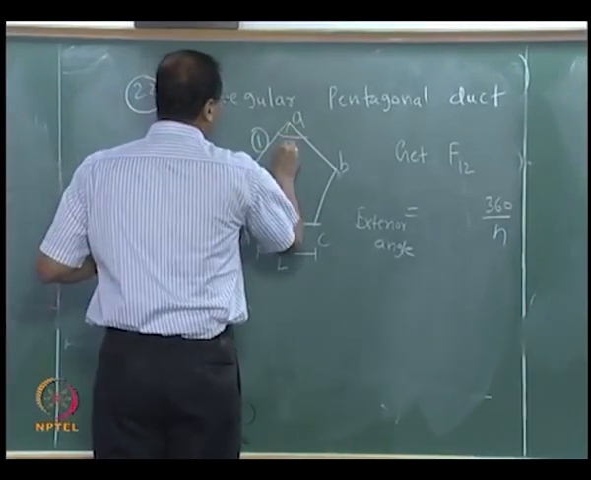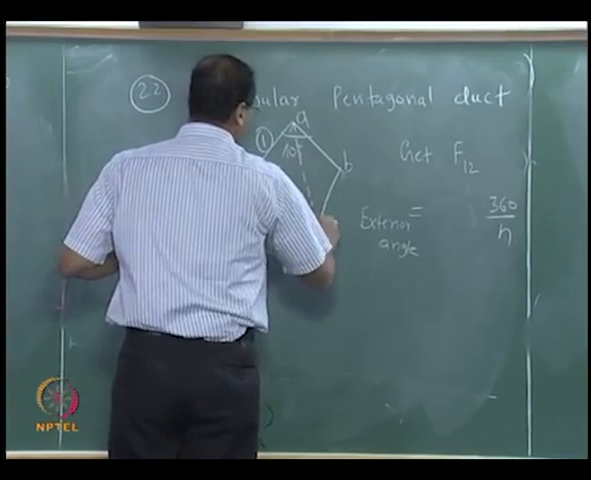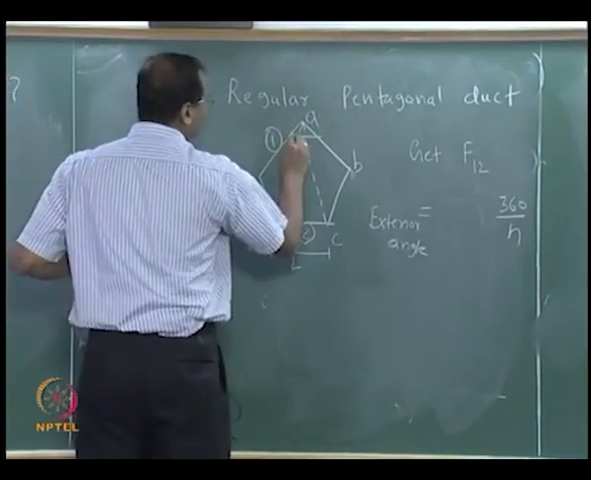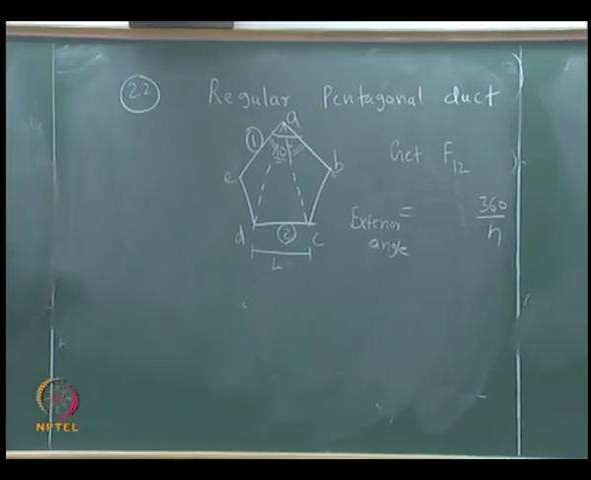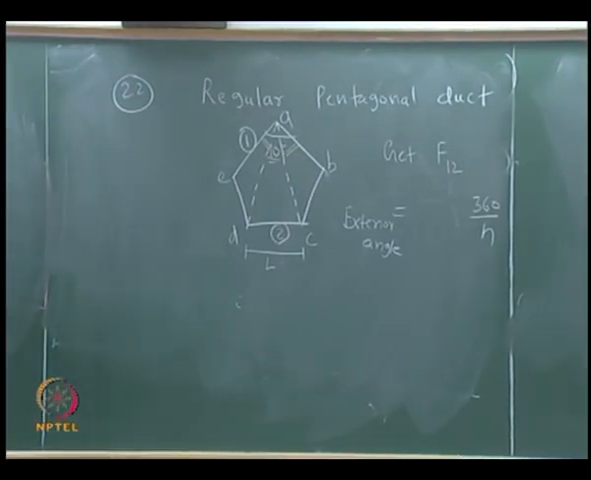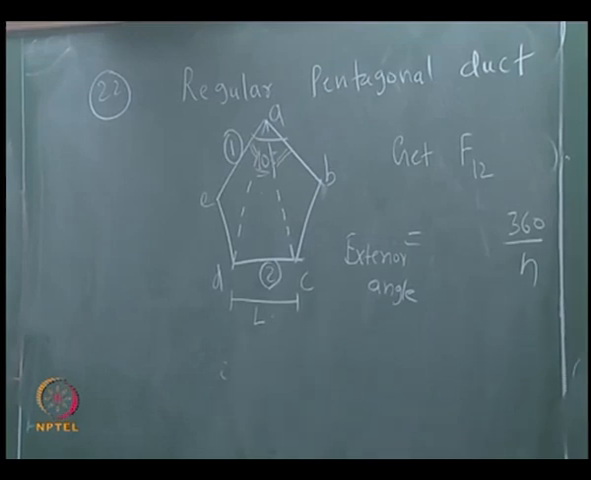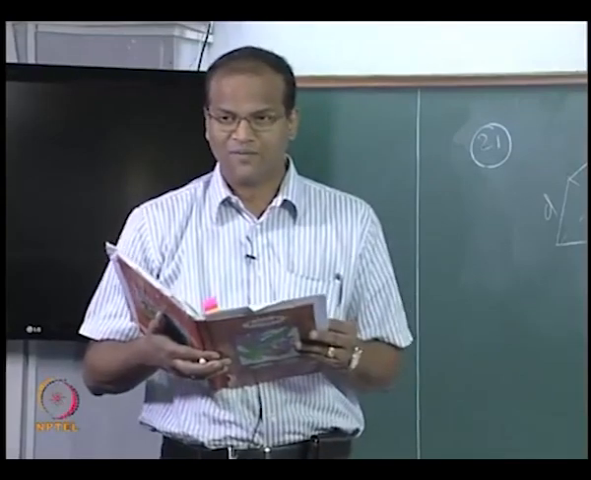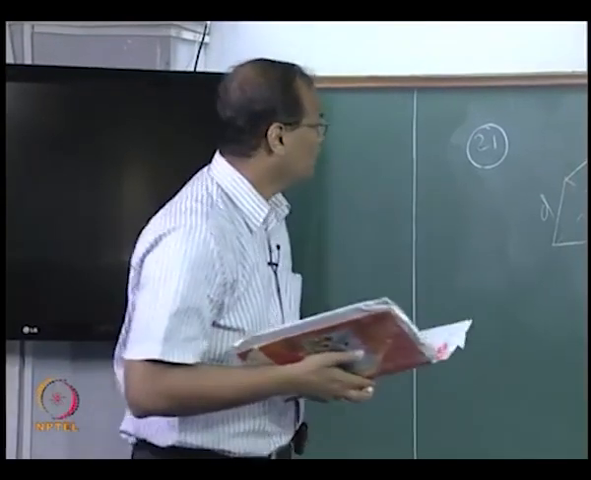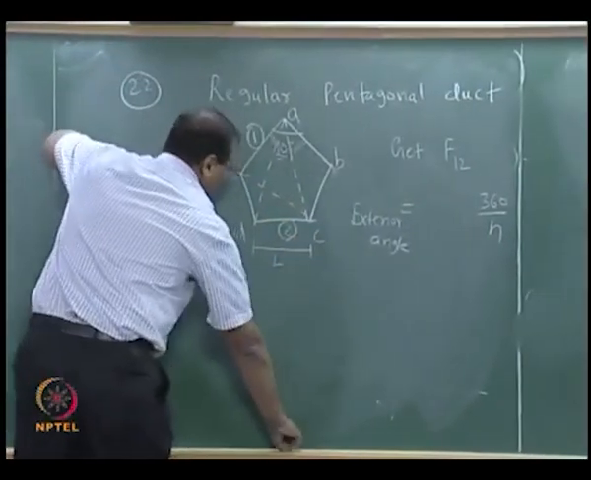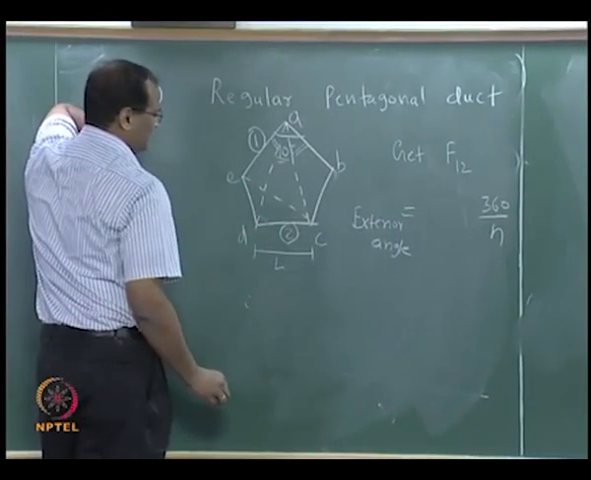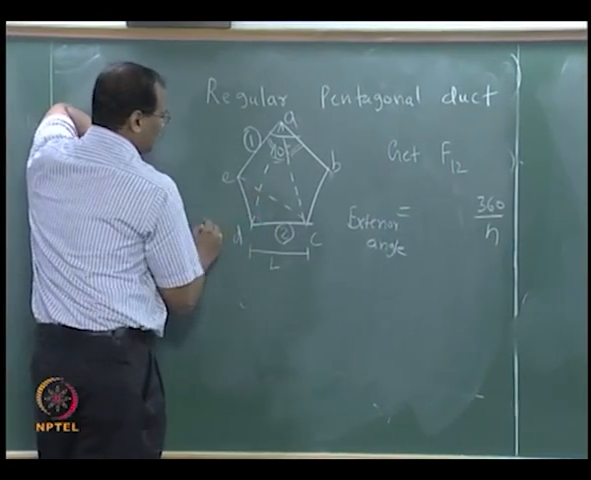Now if I join this, each of these angles is... We do not know. Will it be 36? It will be equal only, it will be 36. Okay. Now, this angle. Okay, so what is this? 108. What is this?